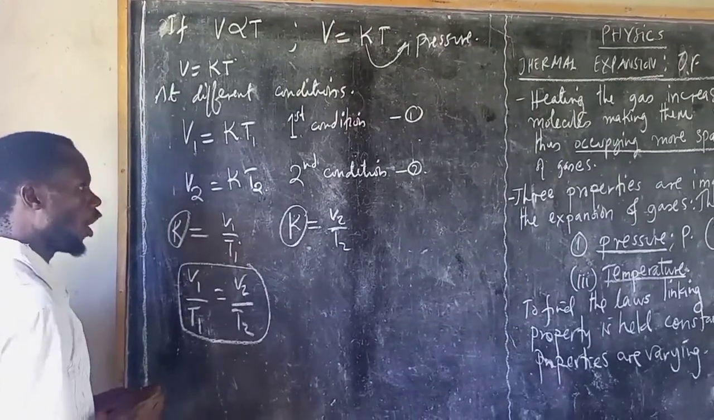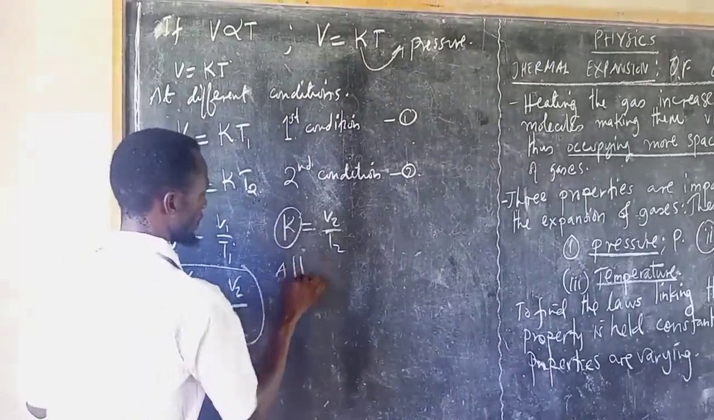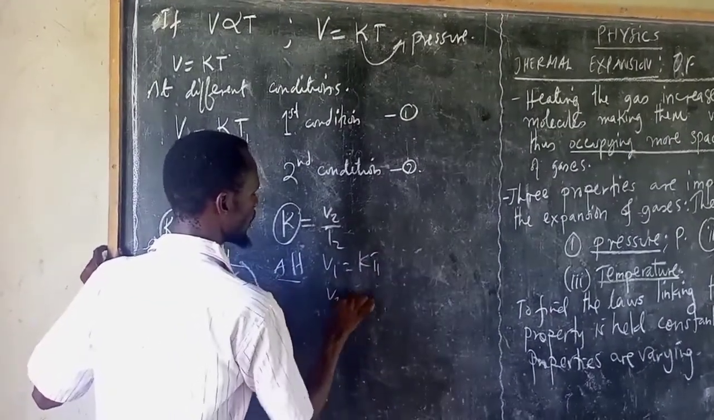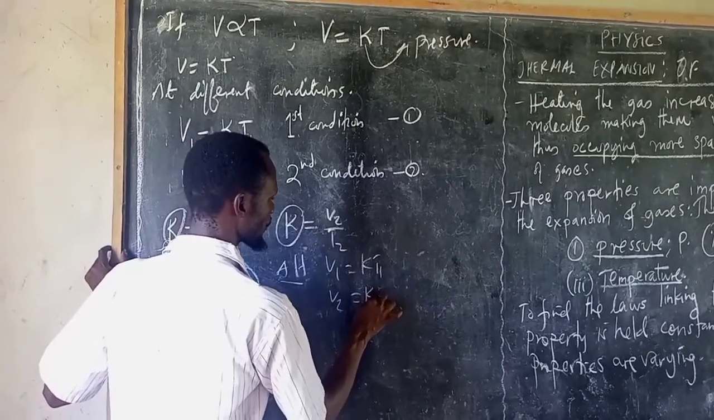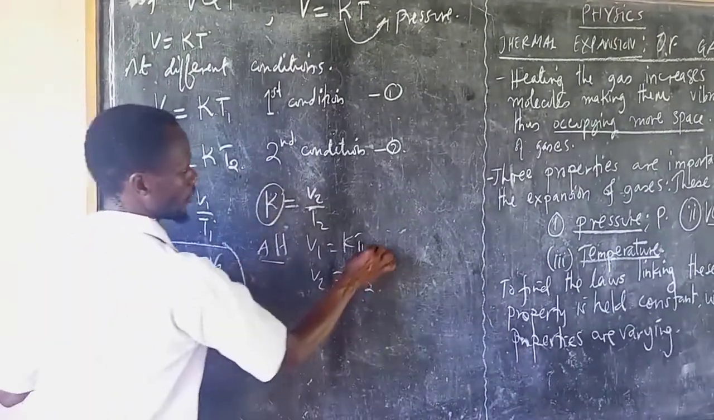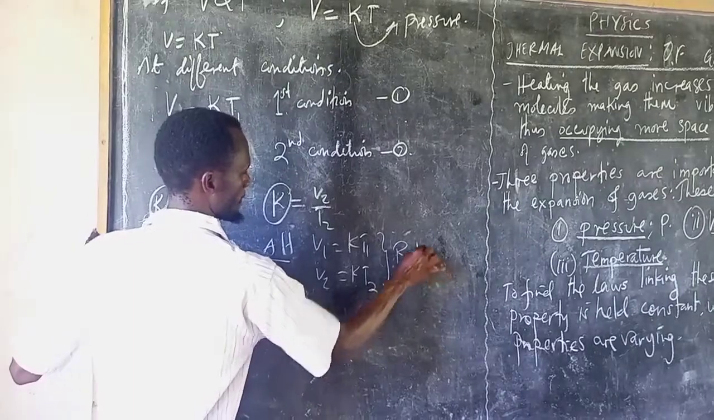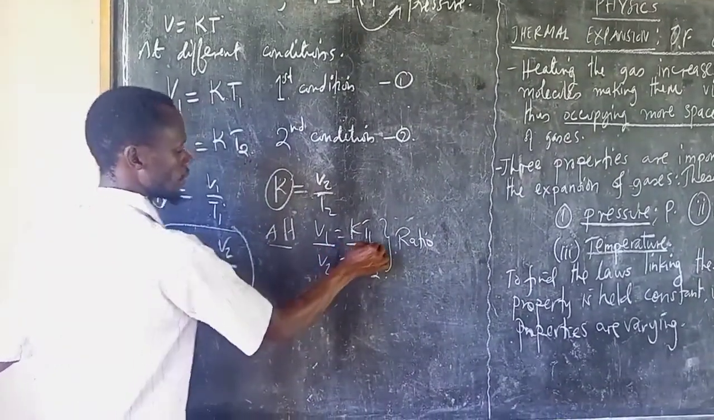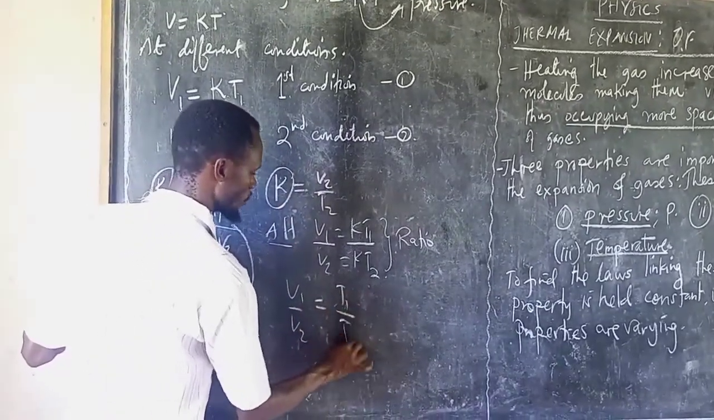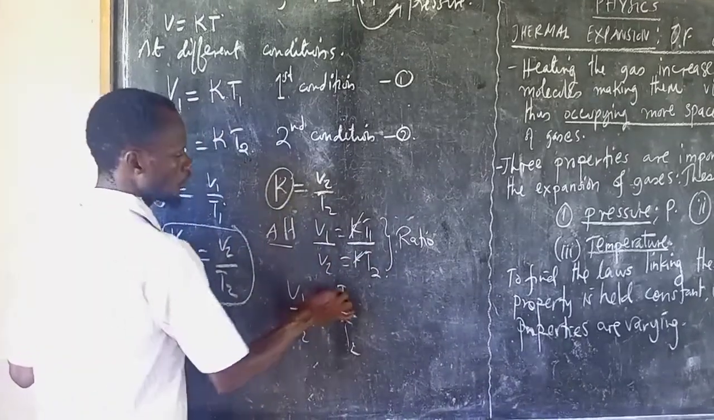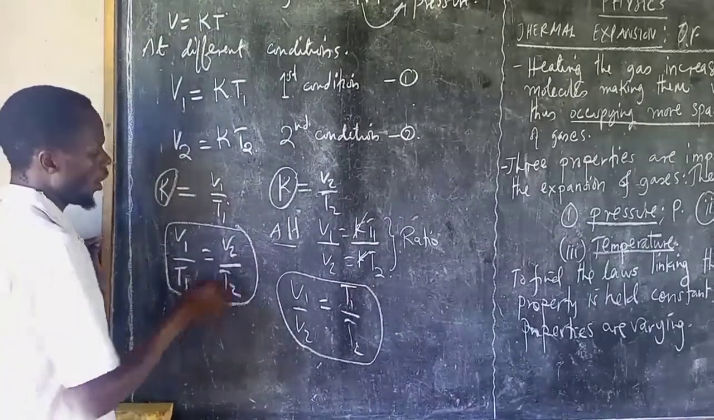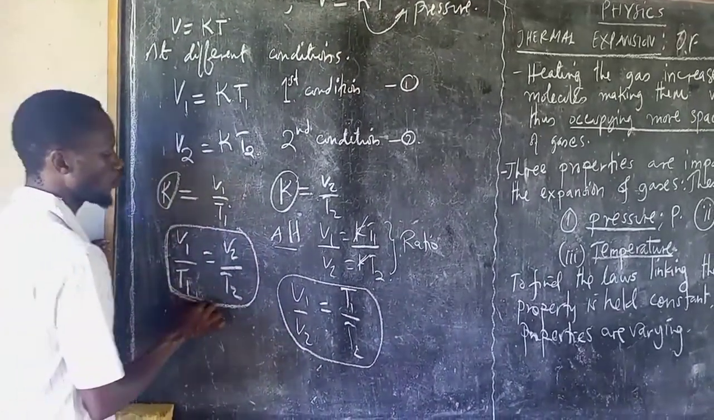Alternatively, you have V1 equal to KT1 and V2 equal to KT2. Once you find the ratio of these two equations, V1 over V2 is equal to T1 over T2, because K will cancel out. So you may use this formula to determine what is missing.